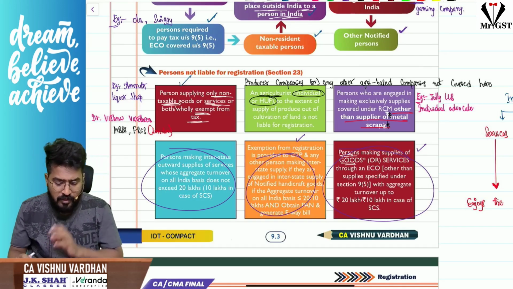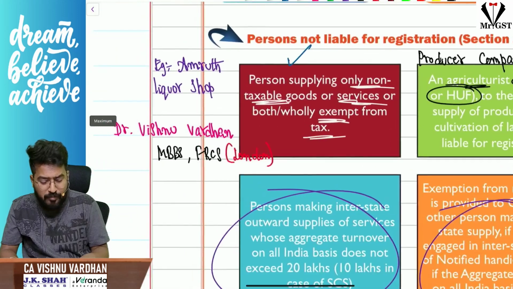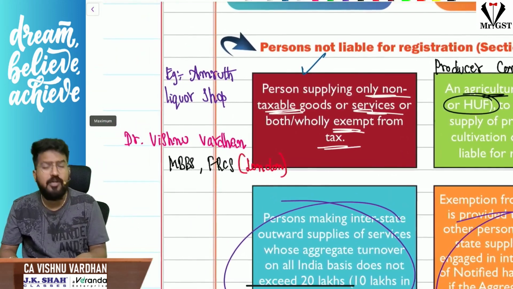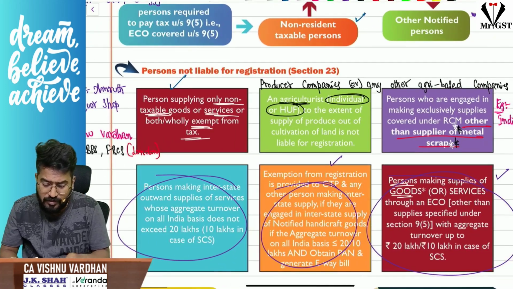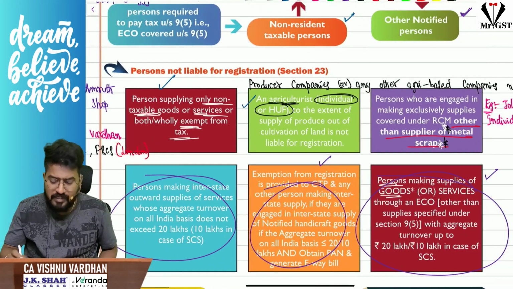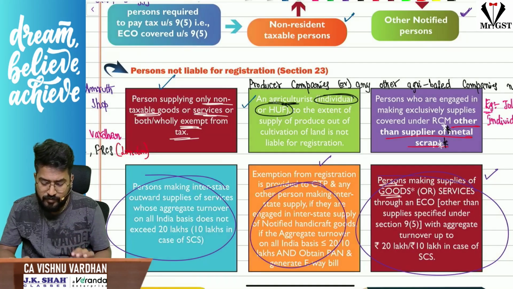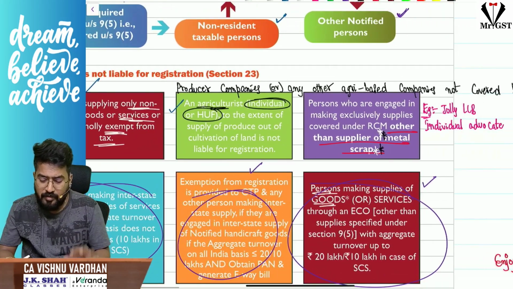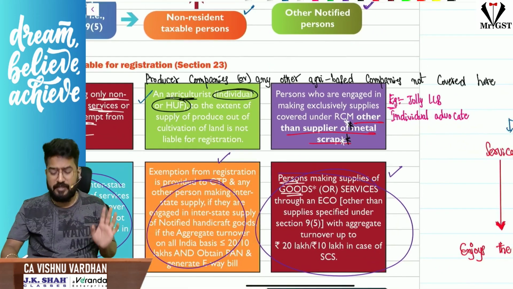Persons who are exclusively making non-taxable supplies and exempt supplies. For example, I am running a liquor shop, Amrut liquor shop, no need to take GST registration. Or Dr. Vishnuvardhan MBBS FRCS London return, no need to take GST registration. Any agriculturist who is an individual or HUF, to the extent of produce of cultivating the land, is not liable for registration. That means here we are not talking about producer companies or any agri based companies, sir. They are liable to take registration.